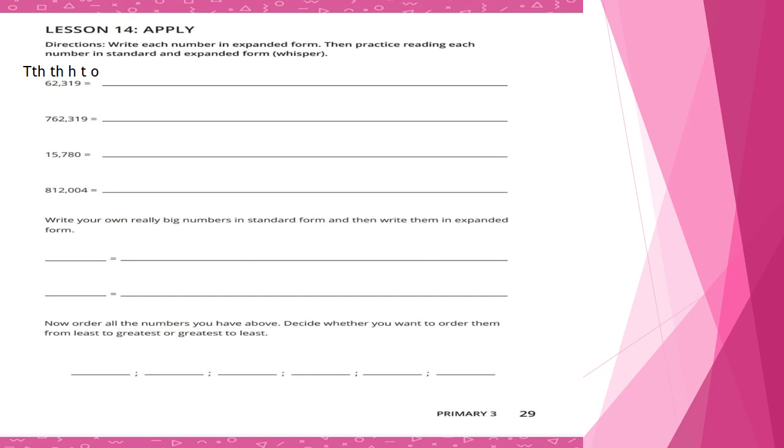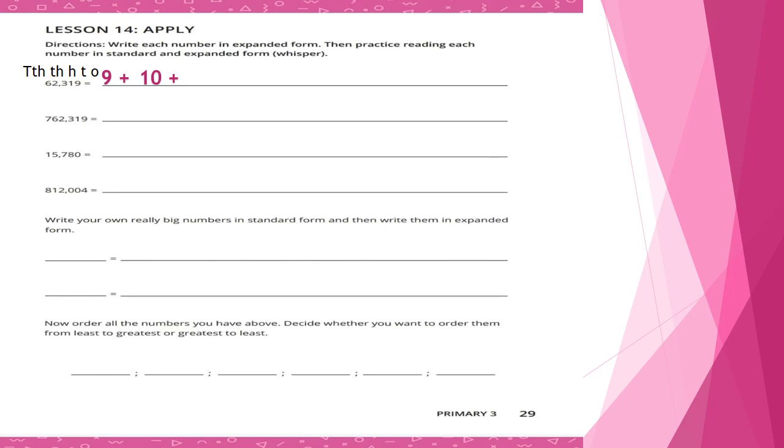The first number here in ones, we have 9. So its value will be 9 as it is. We will not put any zero. So it will be 9 plus. The next number in tens, we have 1 in tens. Its value will be what? In tens, we add 1 zero. So its value will be 10 plus.